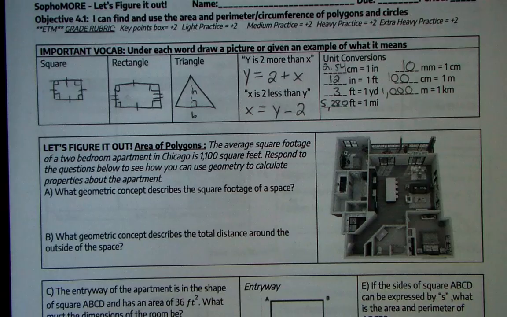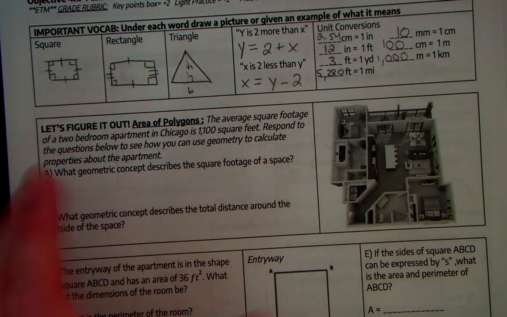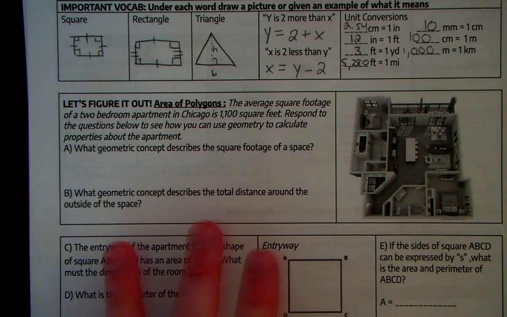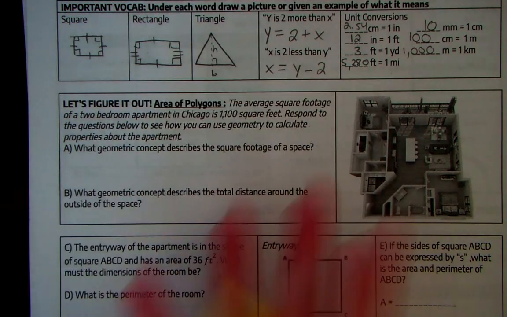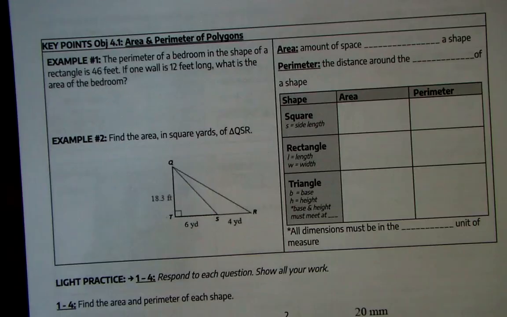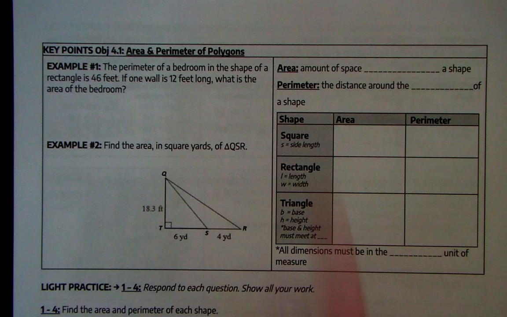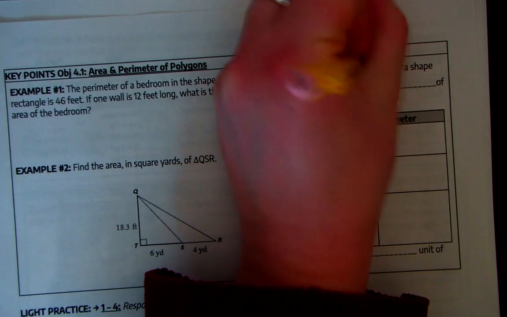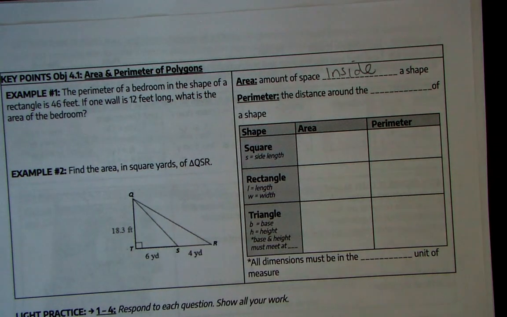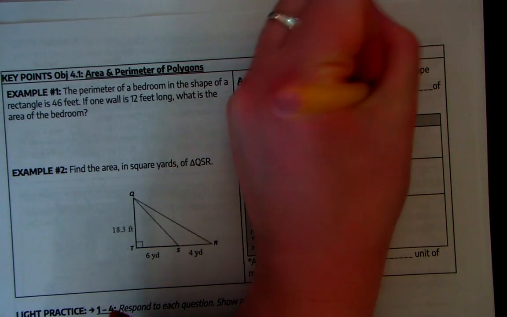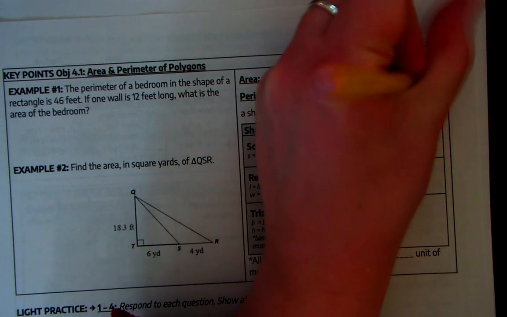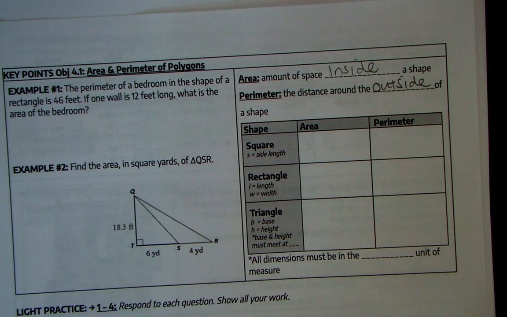All right. So we're going to skip over the figure it out section, but hopefully you'll have a chance to see that later and start to see how what we're learning can connect to apartment shopping. We're going to get straight into our key points box. Okay. So we're going to talk about area and perimeter. Area is the amount of space inside a shape. Perimeter is the distance around the outside of a shape. And there's different ways that we can calculate area and perimeter based on the shape that we are dealing with.